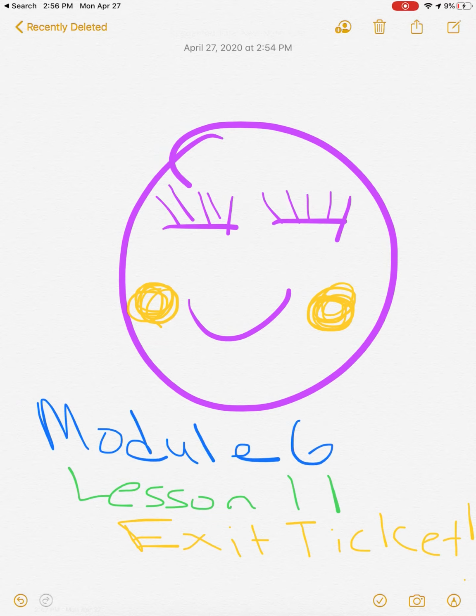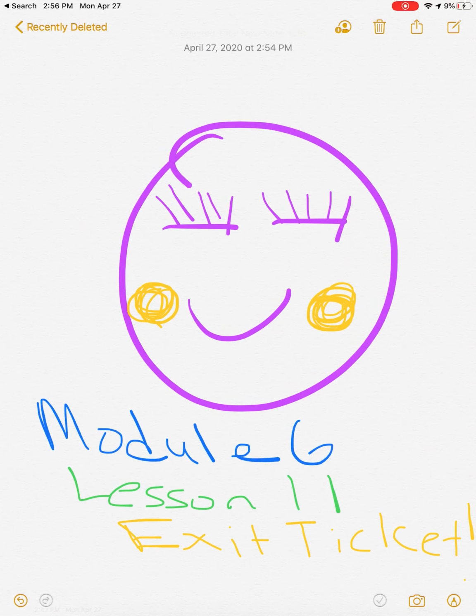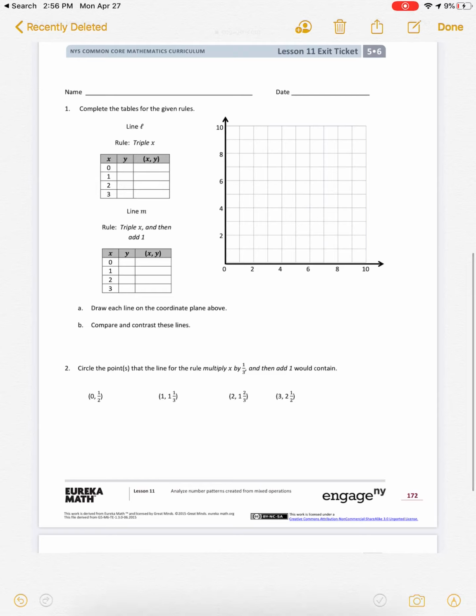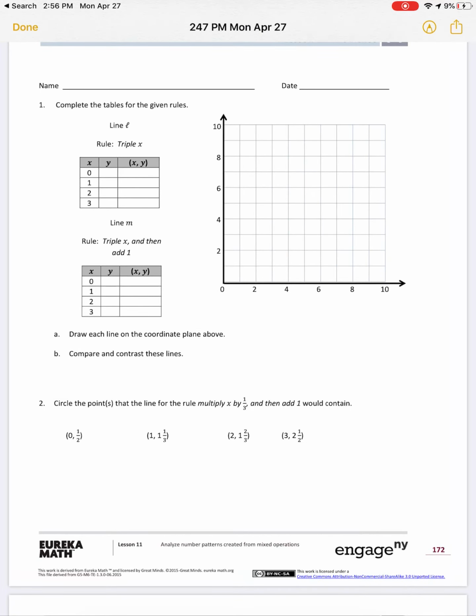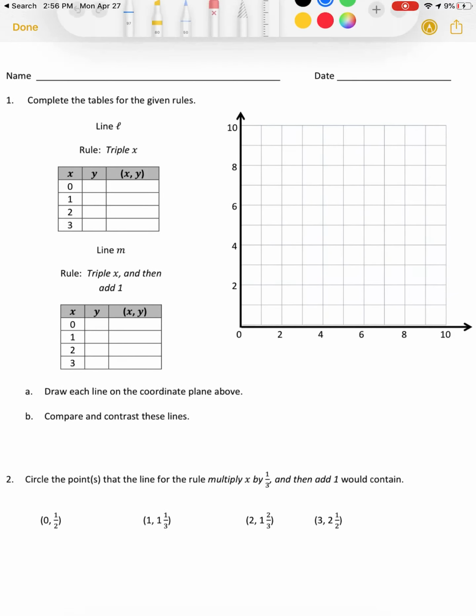Today, really quick video. This is Module 6, Lesson 11, and this particular video helps out with the exit ticket. All right, get your papers, get your materials, and let's go. Let's look at the first problem here. It says complete the tables for the given rule. I'm going to try to make it a little bit bigger. Very good. Let's grab a pen.